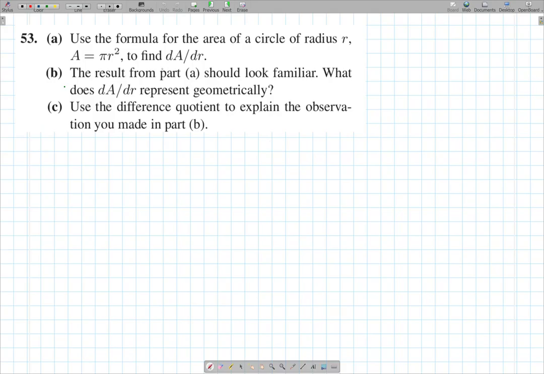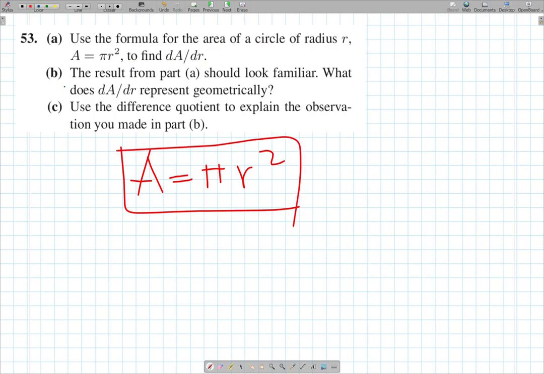Okay, number 53. Use the formula for the area of a circle of radius r, A equals pi r square, to find the dA over dr. Okay, so a given, which is A equals pi r square. This one class is the area of the circle. So we have to find the dA over dr. How will you find the dA over dr? Given this equation, A equals pi r square, we just derive. The derivative of A with respect to r is the dA over dr.